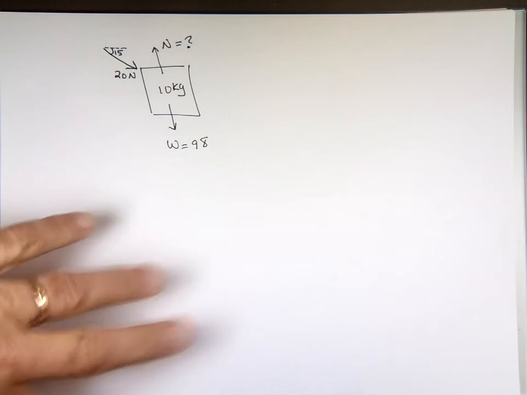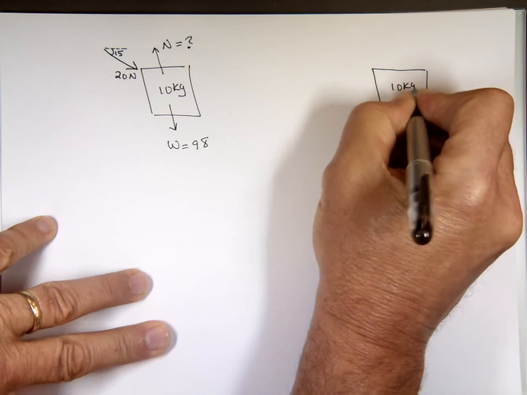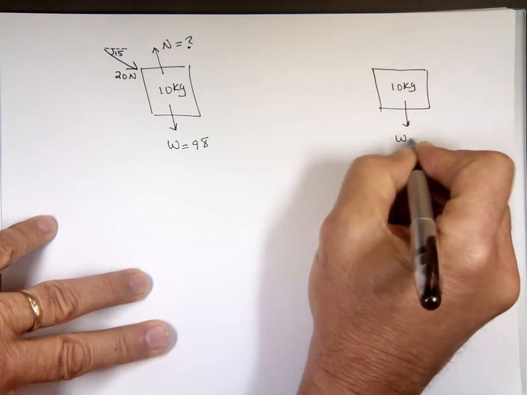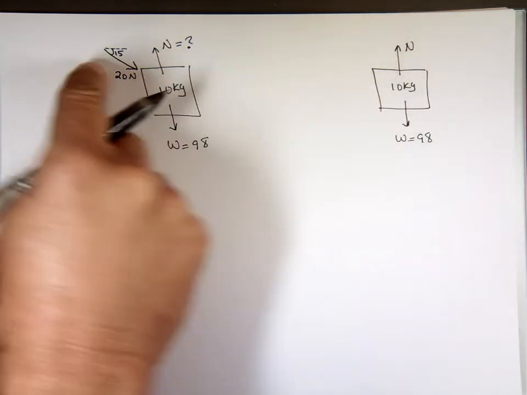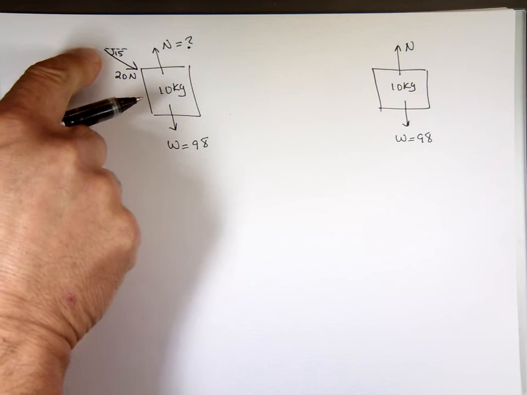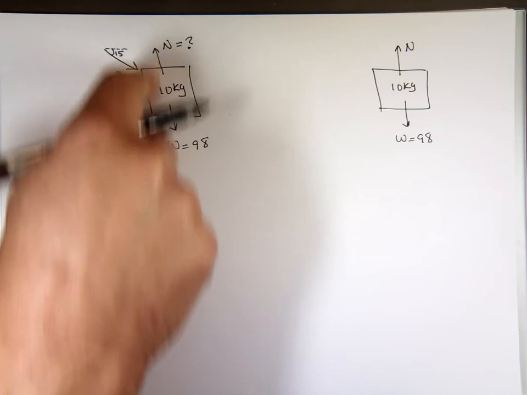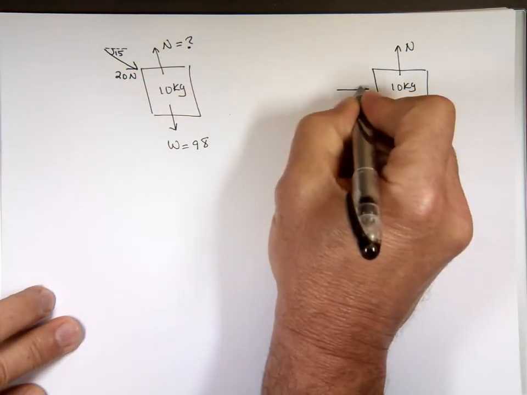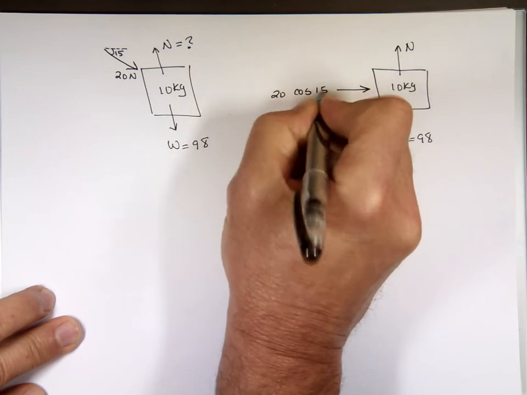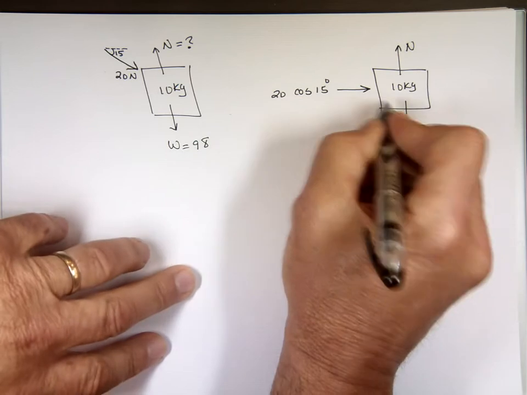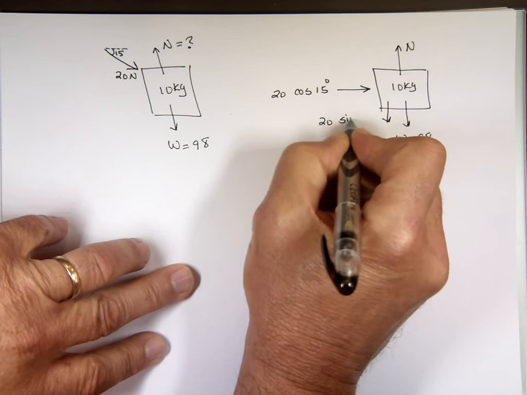Again, let's look at my forces. There's my 10 kilogram bag. I get the weight down. I get the normal force up. Now this force, notice, is going to go from here to there, you have to go to the right and go down. Right and down. So it's going to have a component in this direction of 20 cosine of 15. And it's going to have a component in this direction of what? 20 sine of 15.